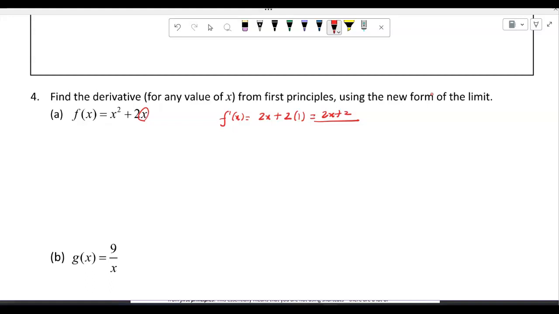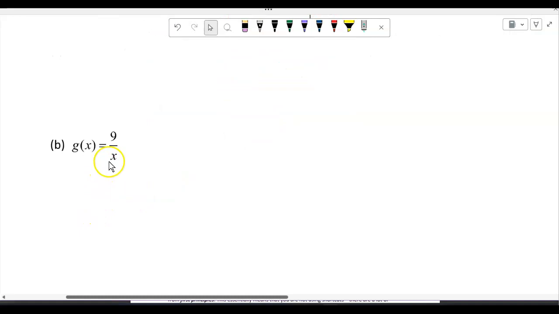So I use first principle, 2x plus 2, correct? But first principle becomes quite long. x plus h the whole square, you have to expand it, cancel off. It was a lot more work. So anywhere you see an x squared, you can put 2x as the derivative.